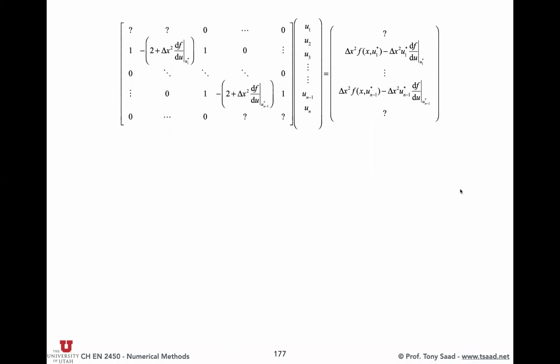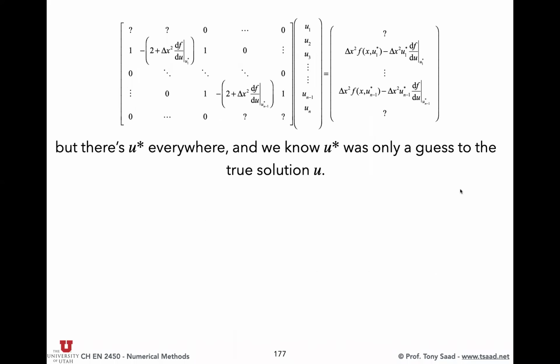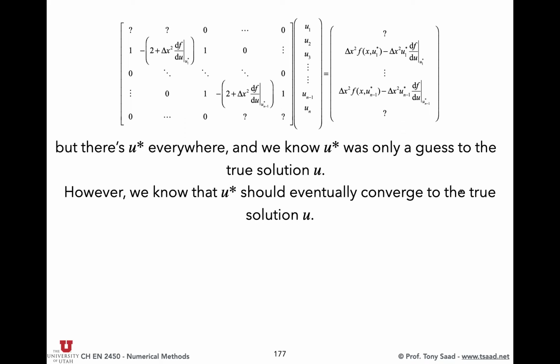Okay, but there's this u star everywhere, and we said that u star is only a guess for the true value of u, or t star is the guess for the true value of t, or whatever variable. However, we also know that u star should eventually converge to u. So u and u star need to be the same value, okay? However, when we are starting, we start with a guess u star, and then we solve for u, or we start with a guess for t star, and then we solve the linear system for t. But then they're different, right?